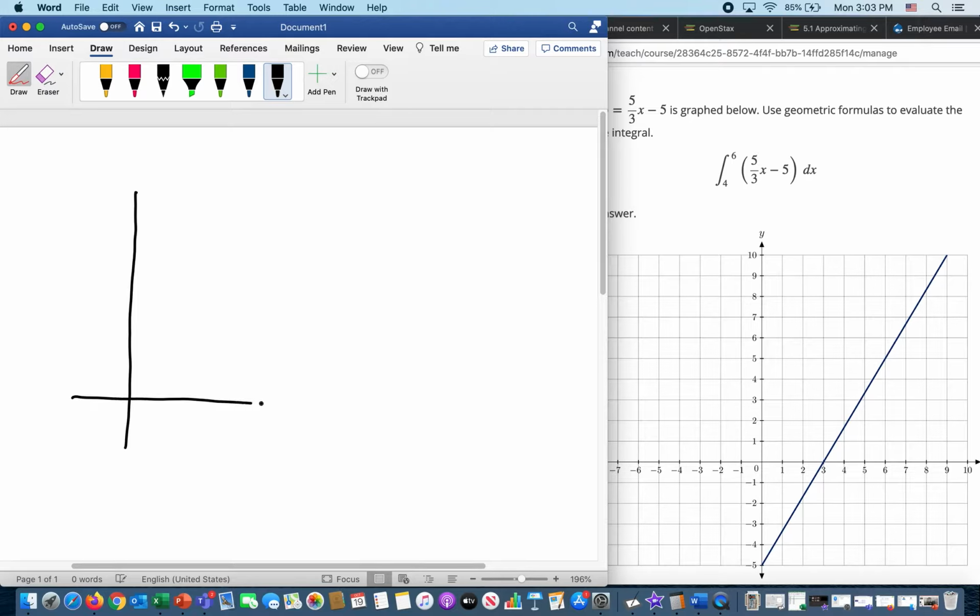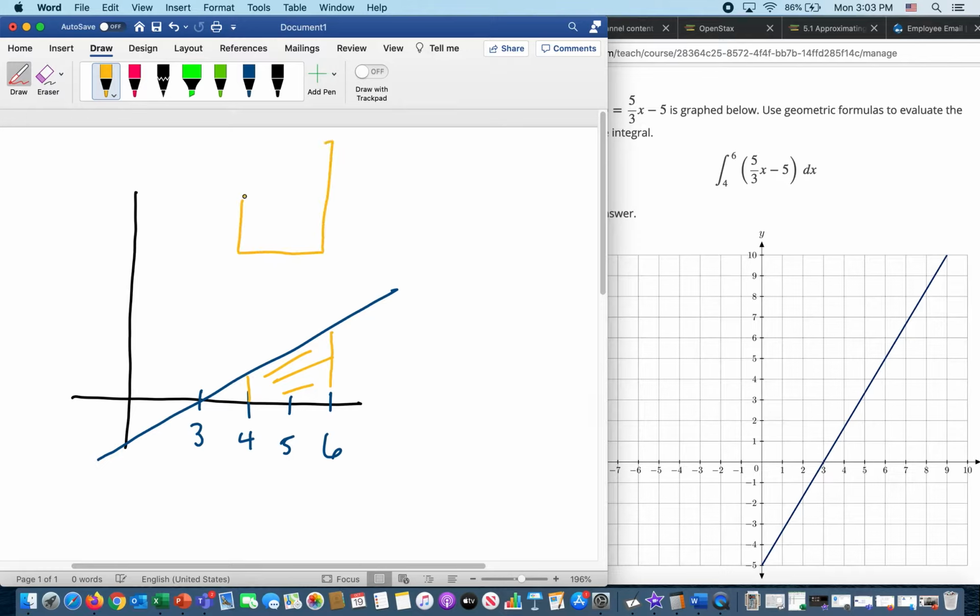So we're focused on the interval from 4 to 6. If you look at this graph, this is just a rough sketch of it. It crosses the x-axis at 3, and then we pick up with the interval from 4 over here to 6. So if I'm looking at the interval from 4 to 6, I'm really focused on just this shape right here. If you're not sure what this shape is, it's a trapezoid. It looks like this.